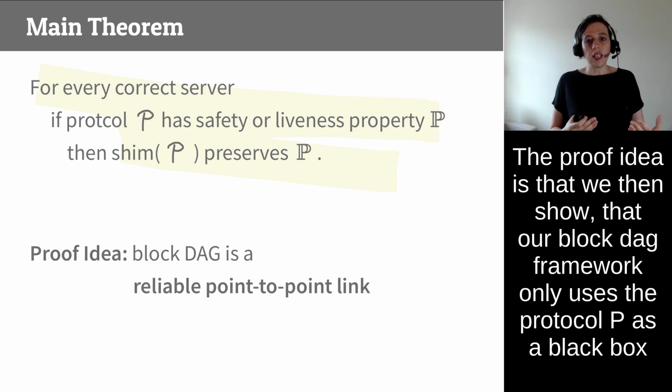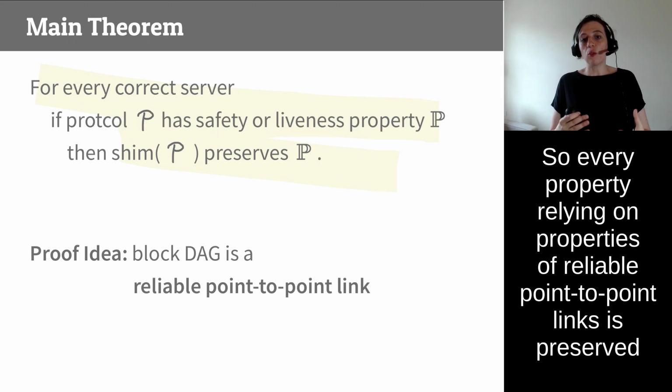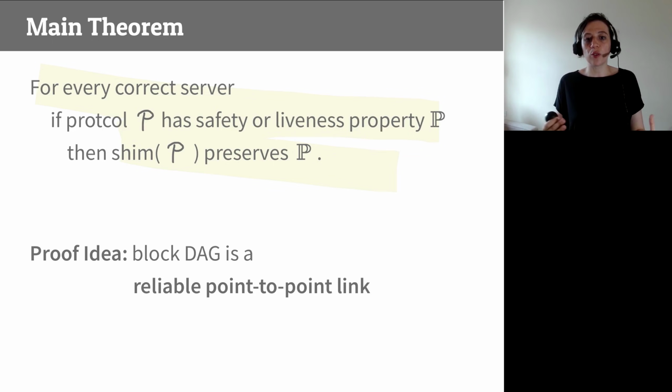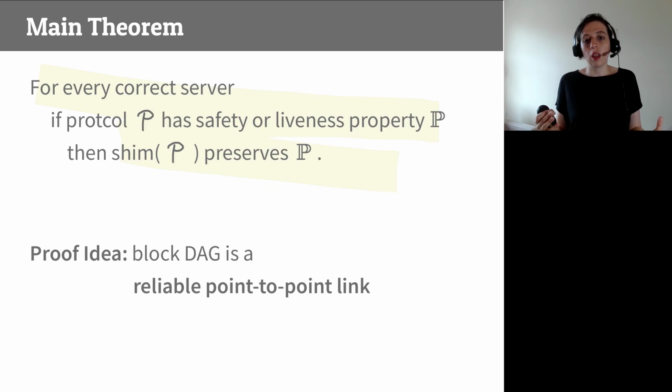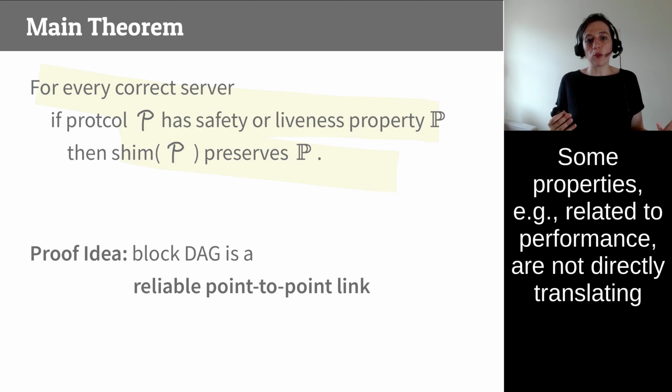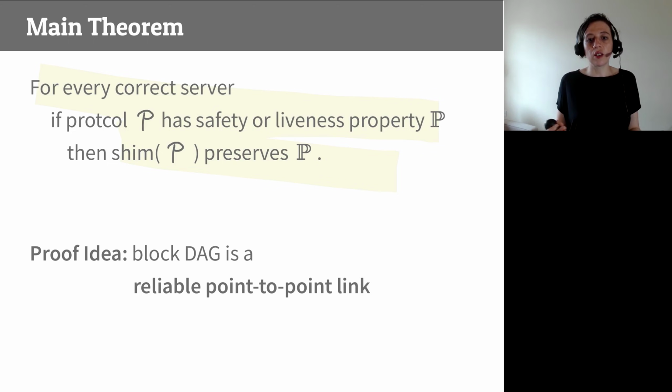The proof idea is that we then show that our block DAG framework only uses the protocol P as a black box. Every message transmitted by an execution of P is transmitted by the block DAG framework. So every property relying on properties of the reliable point-to-point links is preserved. For example, the properties of reliable broadcast. Some properties, e.g. related to performance, are not directly translating. We see that with the block DAG framework, we reduce the number of messages.